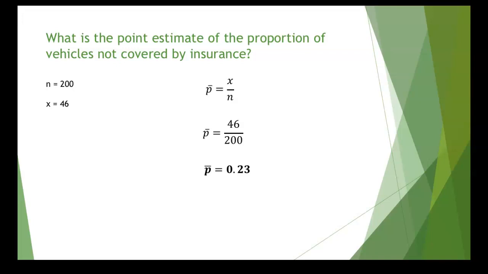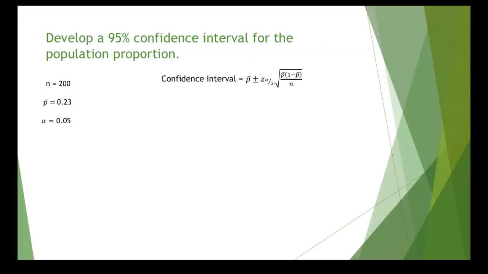So we can now use that point estimate as we start developing a confidence interval. So we have our formula that we're going to use for this confidence interval, and we have some information off on the left side of some pieces that we might need while filling in this formula. So our formula is P bar plus or minus the Z-score of alpha divided by 2 times our standard error. So P bar we found in the last part, that's 0.23.